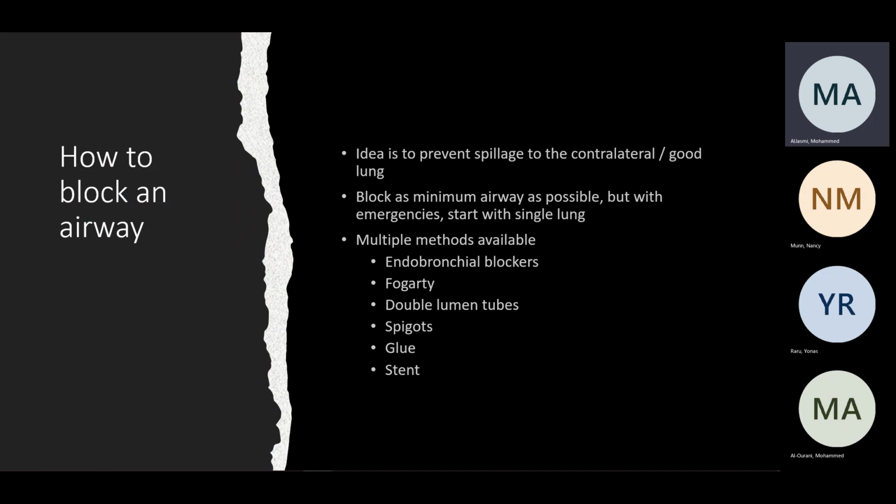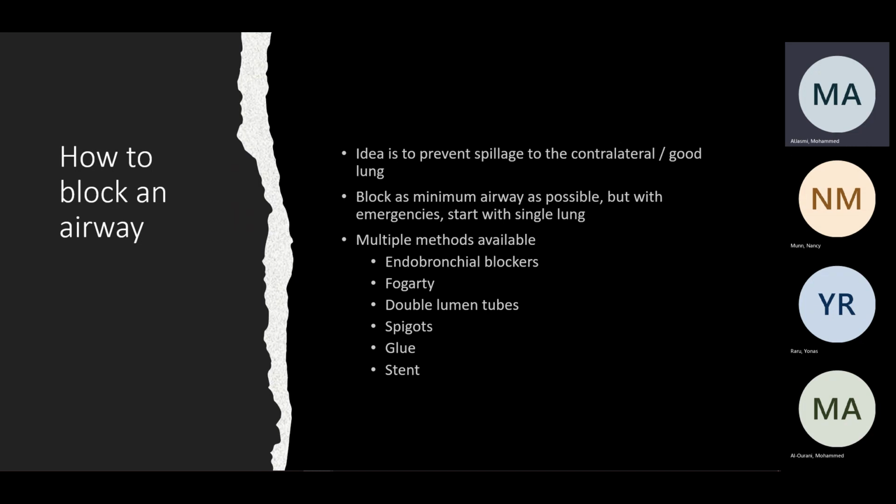So there are multiple ways of achieving the blockage or isolation in massive hemoptysis when we are dealing with bronchoscopy. You can do endobronchial blockers, Fogarty catheters, double lumen tubes, spigots, stents, or glue. I personally prefer the blockers because this is the way that I was trained. Fogarty's can be inserted, but it's very difficult to guide the Fogarty catheter to where you want it, and it migrates a lot. It's very hard to keep it in place.